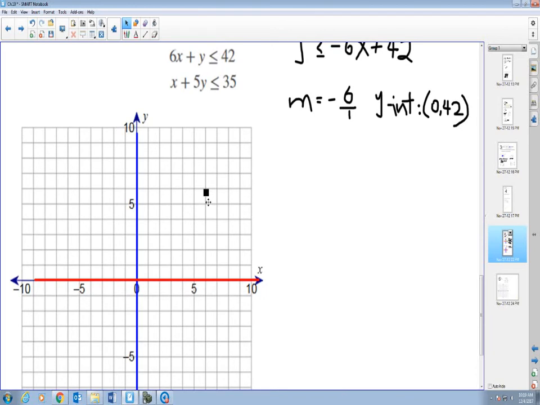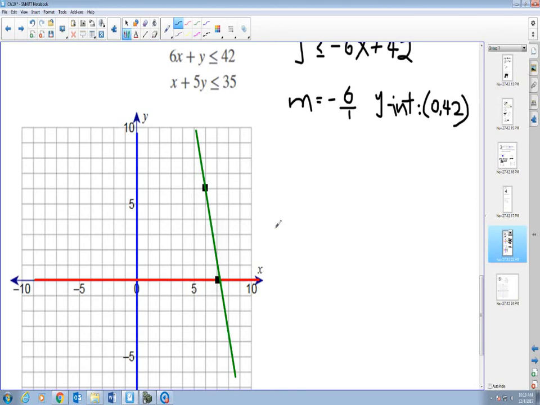Six and 70. Five, 6, 7. Right here. Okay. Alright, here comes my green line. I'm going to connect them for a minute. Okay. Alright, this one right here.